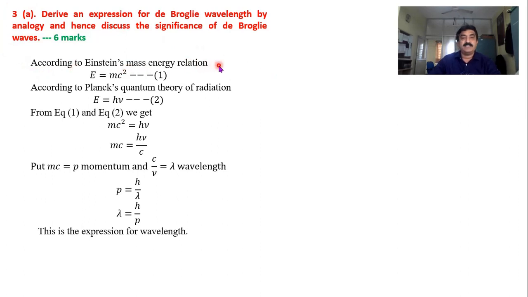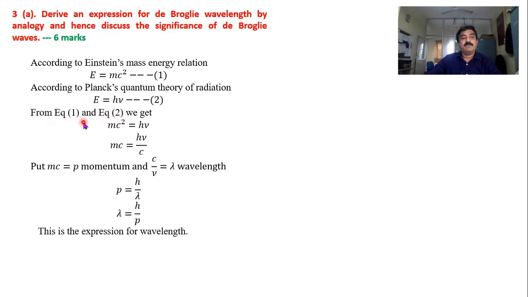According to Einstein's mass energy relation, E equals mc square. So you take this formula straight away, and if you want you can explain what is m, what is c, and even otherwise also it is understood. m stands for mass, c is the speed of light, E is energy. Next, according to Planck's quantum theory of radiation, E is equal to h nu. This is also a well known equation. Now both are having the same parameter on the left side, that is E and E. So therefore RHS must be same.